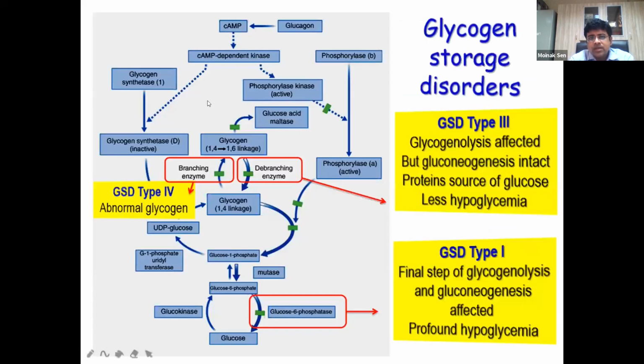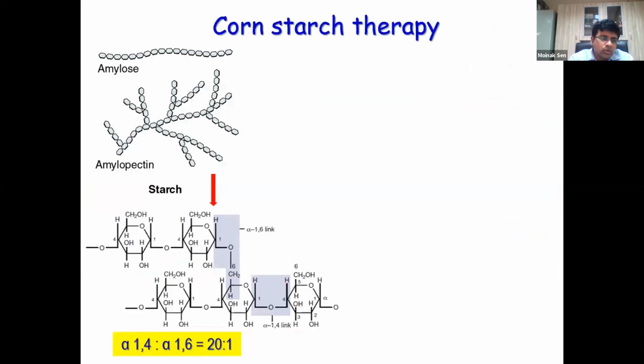Actually, what happens is in this complex pathway, finally the glycogen is not being broken down to glucose. So the body is deficient of energy. So the end product, which is glucose, is not available. So now how do you circumvent this?